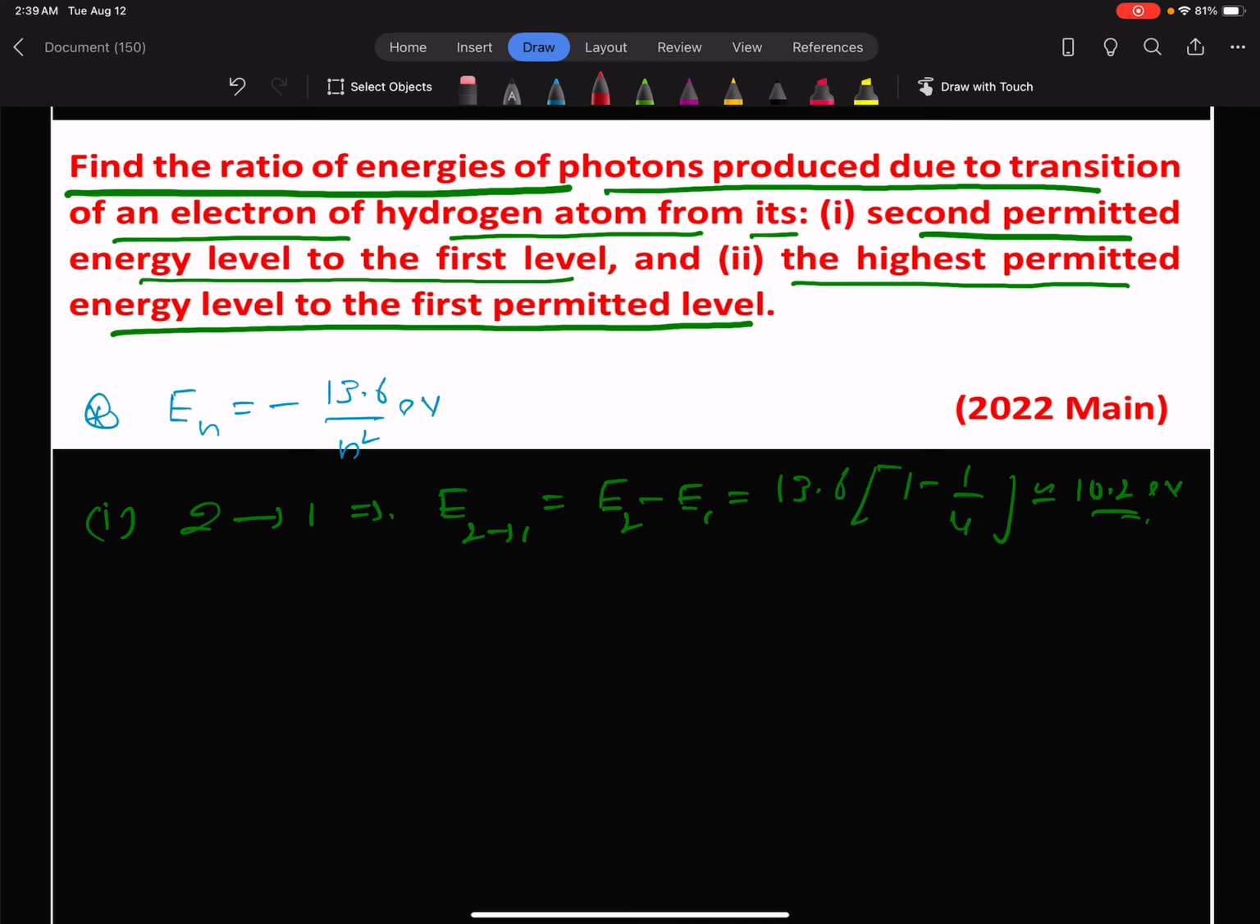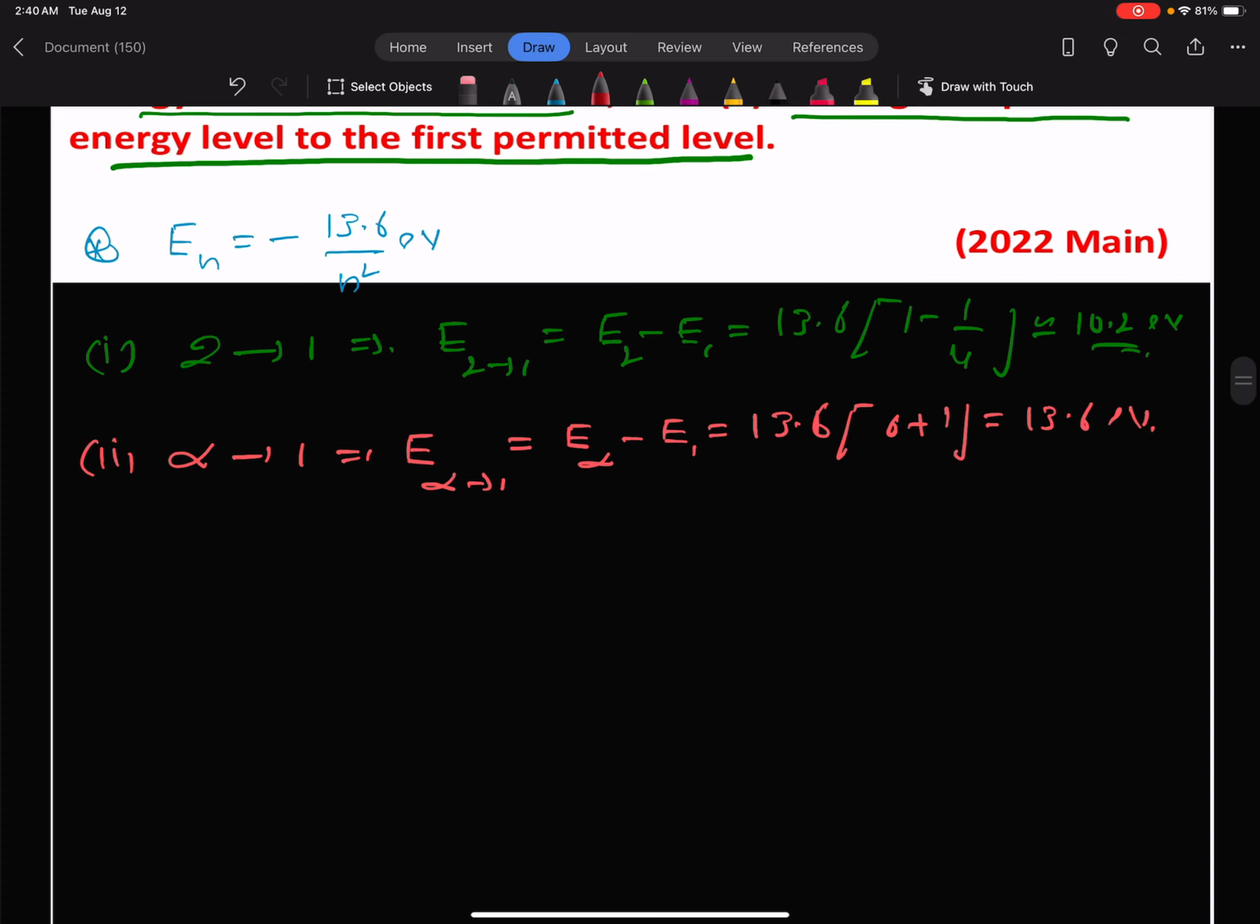And second case, it states from the highest level, which means from infinity to the first, which gives us similarly E infinity to 1 will be equal to energy at infinity minus energy at 1. So this will be 0 minus E of 1, which is minus of minus 13.6, so this will be a plus. Okay. So this will be giving us 13.6 electron volt, and now we are going to find out the ratio.